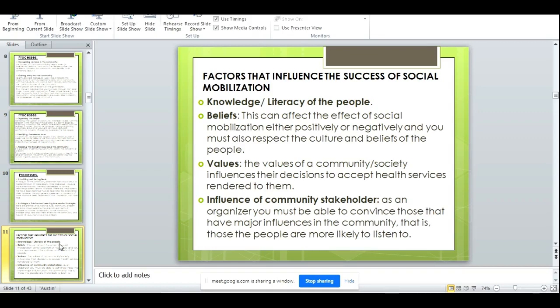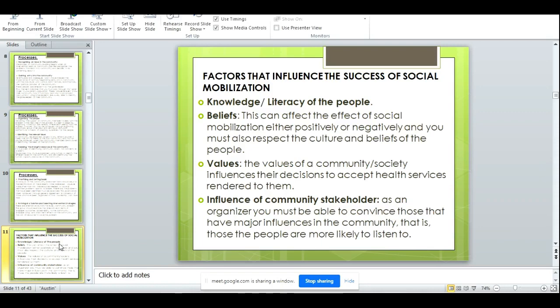And the next is influence of community stakeholders. So when you're going to a community, you want to work with the stakeholders, because these stakeholders have gained the trust of the people. Stakeholders like faith-based organization leaders like pastors and imams. We see in our community that most times whatever our pastors or the imam tells us, we easily take it. So you want to work with community people that have influence in the community, stakeholders. This will make your social mobilization very easy.